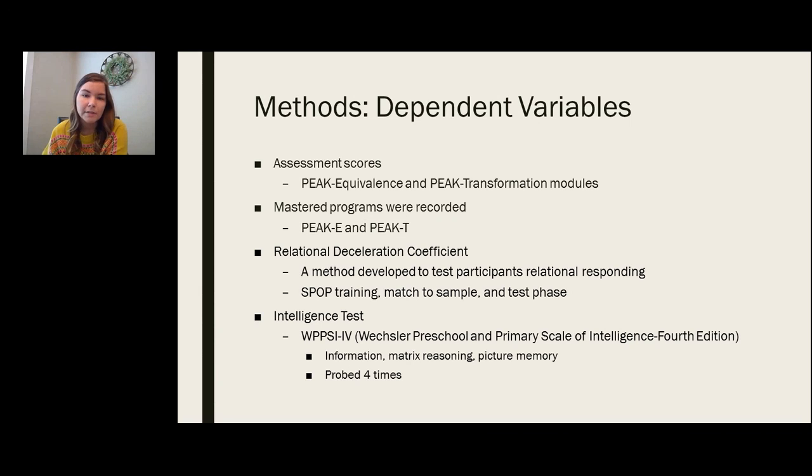So the dependent variables: the assessment scores for PEAK-E and PEAK-T modules were recorded. Mastered programs were recorded for both PEAK-E and PEAK-T. The relational deceleration coefficient was a method used to test the participant's relational responding. So that included a spot training procedure, matching to sample, and a test phase. The intelligence test, the WPPSI, was used. We used the information, matrix reasoning, and picture memory subtests for those, and that was probed 4 times throughout the study.